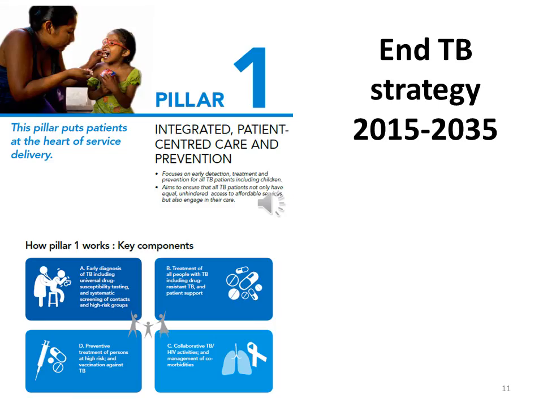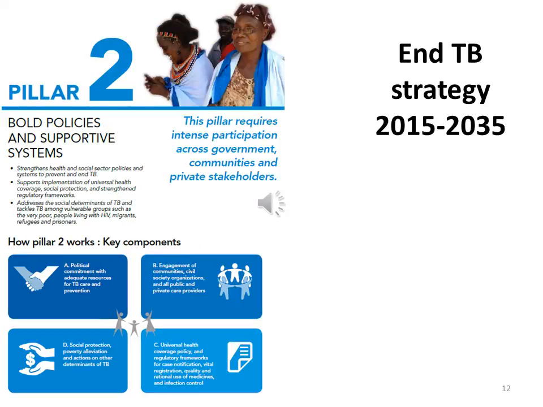The first pillar is patient-centered care with early diagnosis, treatment of tuberculosis, management of comorbidities, and prevention. The second pillar is bold policies and supportive systems. This requires the following components: political commitment to invest in tuberculosis care, engaging civil society, ensuring universal coverage, and supporting social protection.